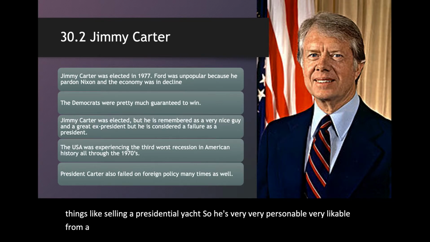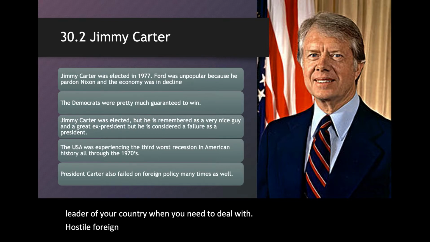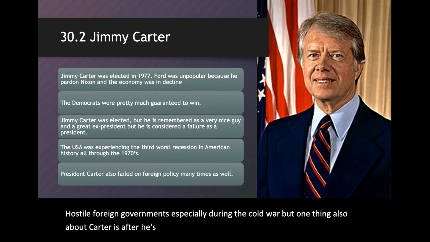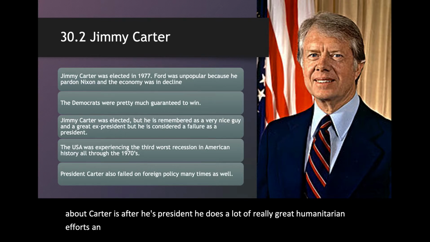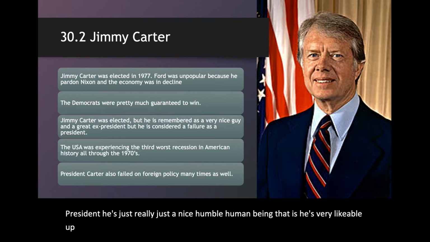But at the same time, you don't necessarily want that as the leader of your country when you need to deal with hostile foreign governments, especially during the Cold War. But one thing also about Carter is, after he's president, he does a lot of really great humanitarian efforts and projects. He's probably one of the finest examples of a great ex-president. He's really just a nice, humble human being. He's very likable up front. And so he's just kind of a friendly guy that everybody likes.